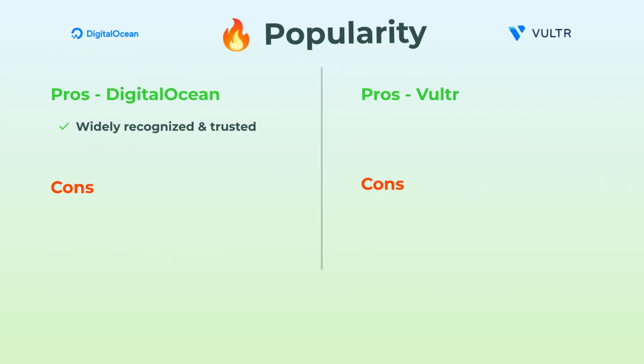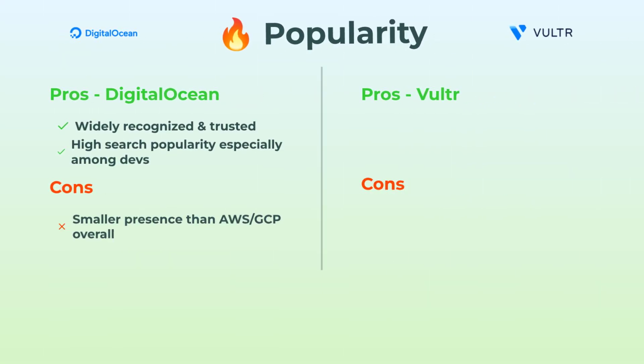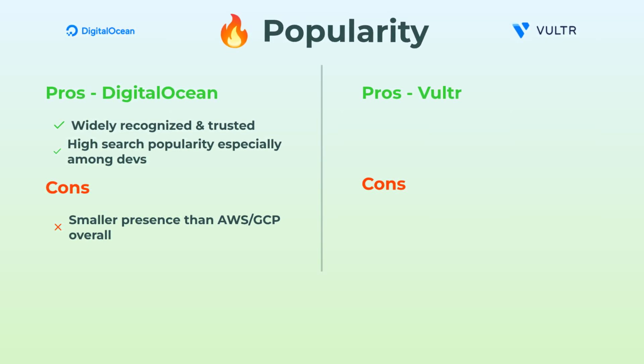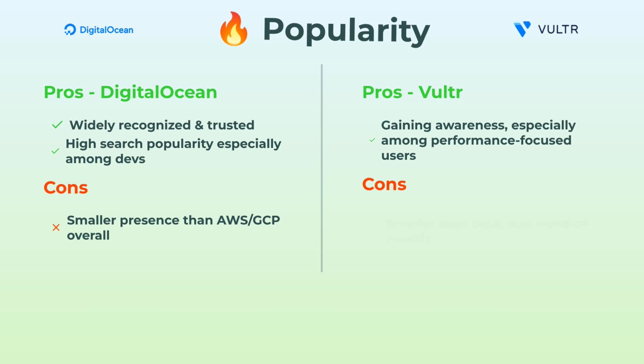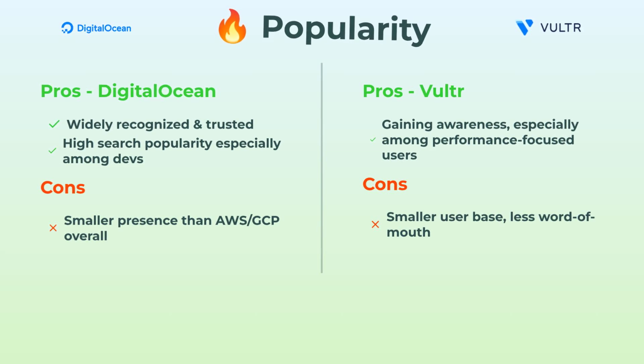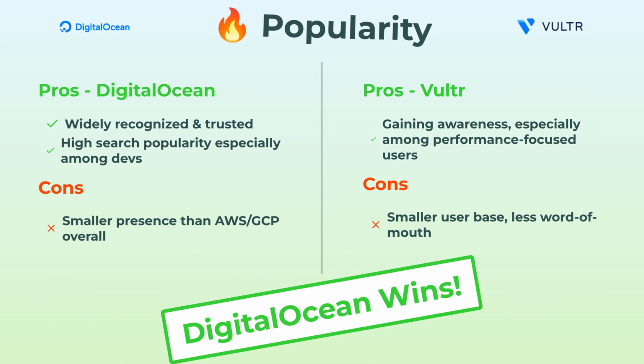And finally, popularity. DigitalOcean is basically the household name for developers. Seriously, nearly everyone has heard of it or tried it, and the search stats back it up. Tons of recognition, even though it's still smaller than the giants like AWS. Vultr is on the rise, especially among the speed-obsessed crowd, but overall, not as much word-of-mouth or user base yet. So for sheer popularity, DigitalOcean is the winner.